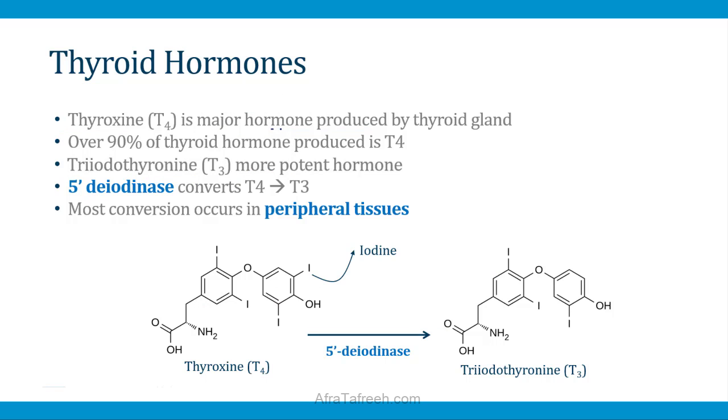Most of the hormone that's produced by the thyroid gland is thyroxine or T4. Over 90% of the thyroid hormone produced by the thyroid gland is T4.